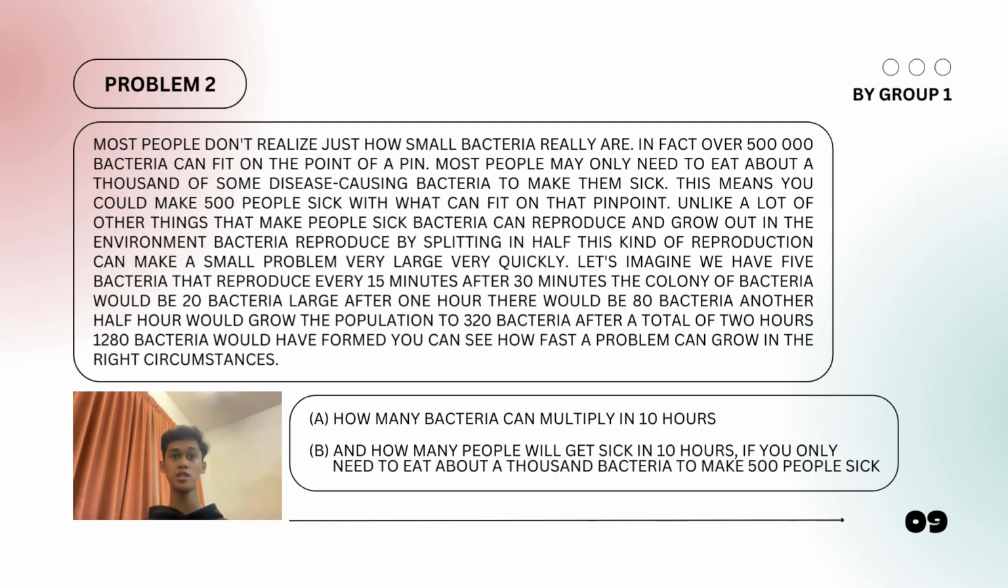That would grow the population to 320 bacteria after a total of 2 hours. Then 1,280 bacteria would have formed. You can see how fast a problem can grow in the right conditions. Now, we need to find how many bacteria can multiply in 10 hours, and how many people will get sick in 10 hours if you only need to eat about 1,000 bacteria to get sick. That's all.